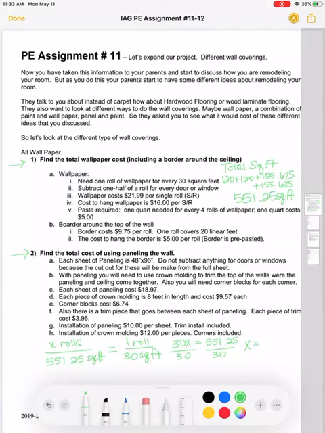I got 18.375. I cannot purchase 0.375 of a roll, so I need 19 rolls. Okay, so we're done with Roman numeral 1.